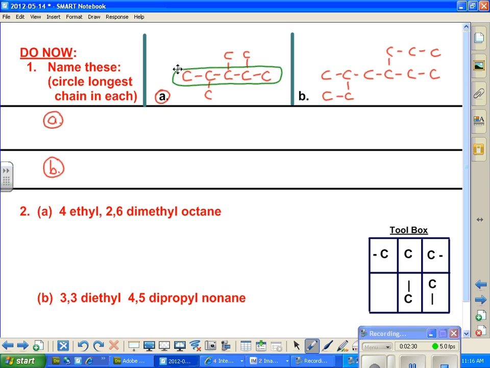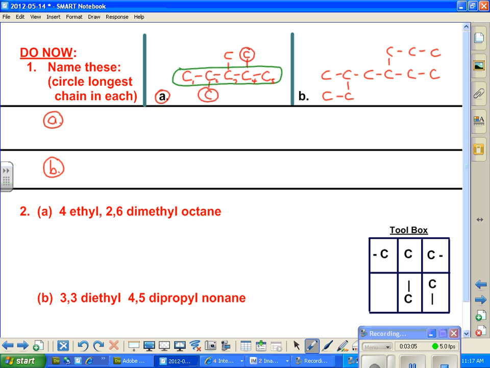And so this could be either end as carbon number 1, because this substituent right here is the same distance from the right end as this one is from the left end. So we could make this either way we want. And let's number the carbons. 1, 2, 3, 4, 5. Do it from the easiest end. And now we can go ahead and name this molecule.